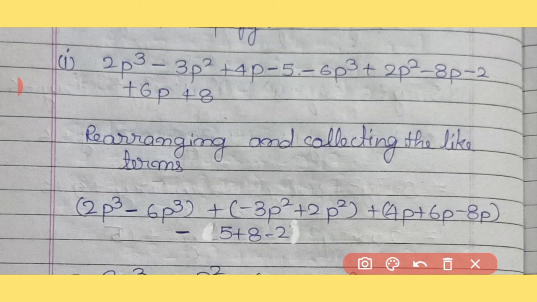Next, plus 4p, minus 8p and 6p. So 4p, 6p and minus 8p will be together, and the rest of the numbers will remain. So minus 5, minus 2 and plus 8 remain here.